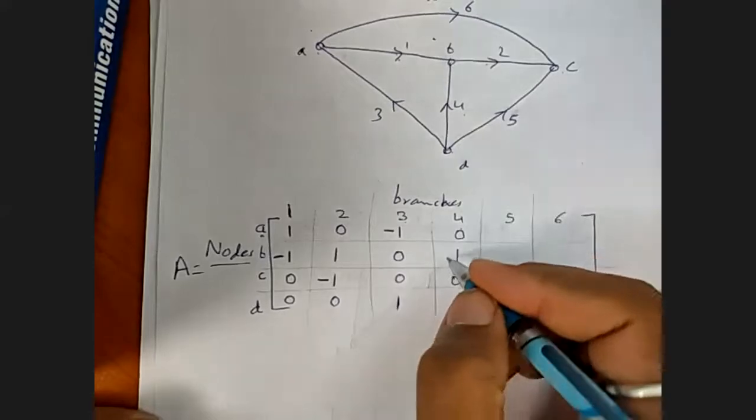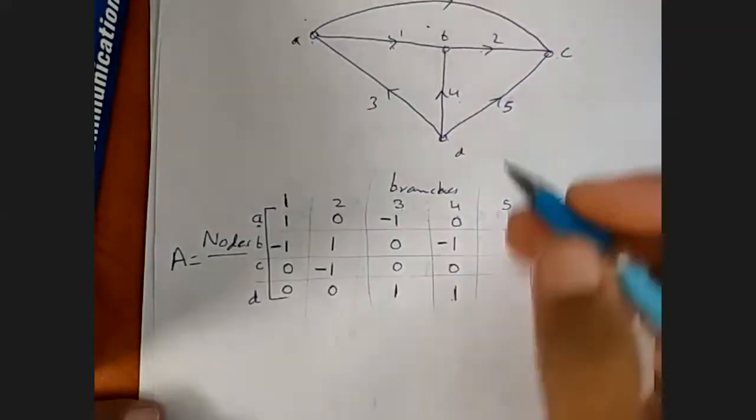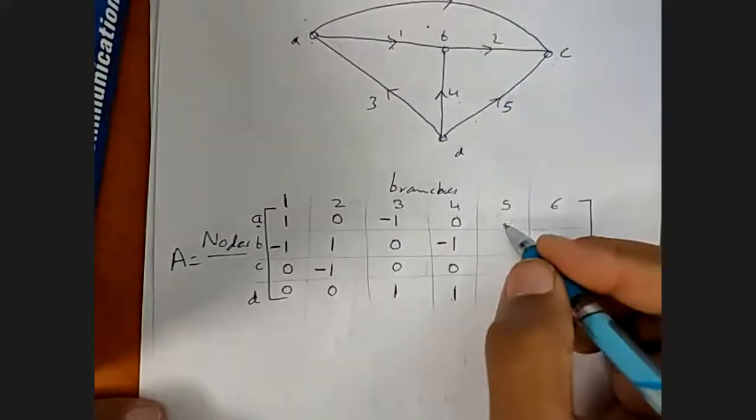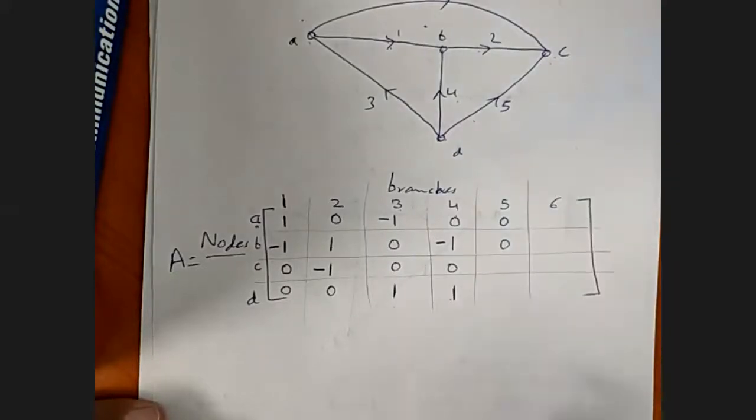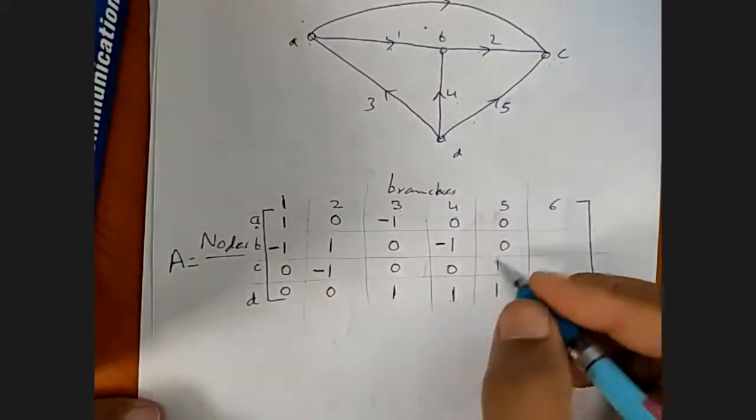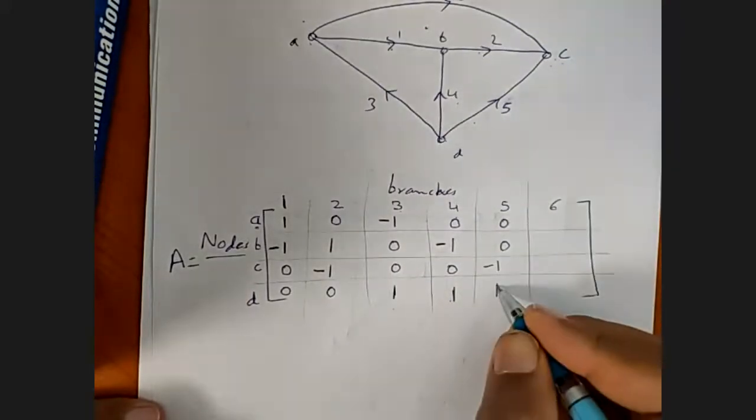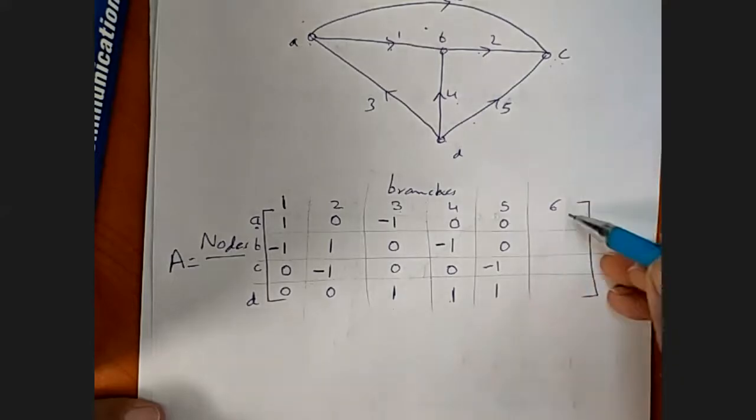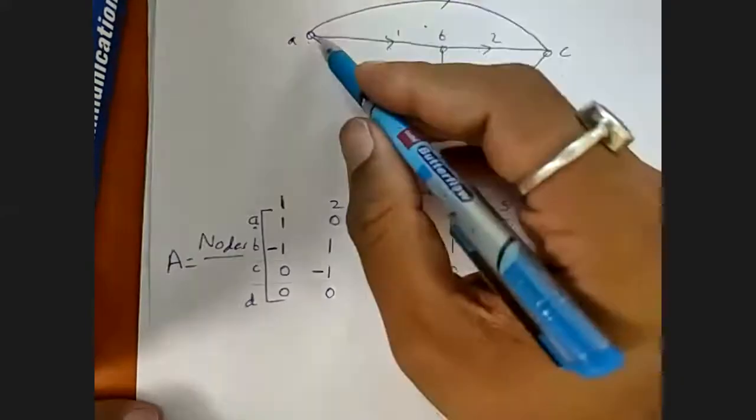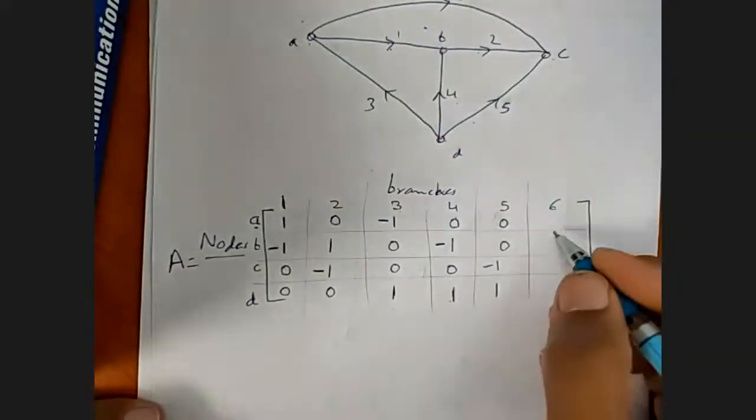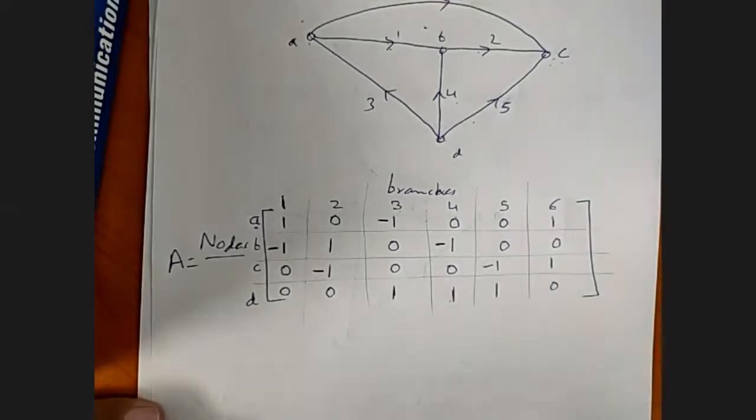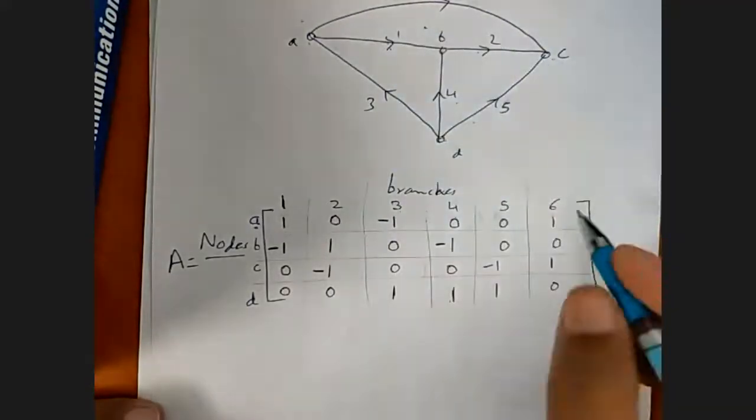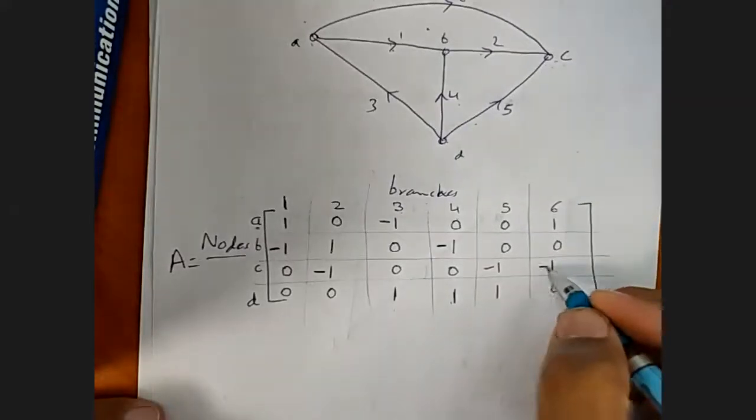Branch 4, between B and D: A is 0 and C is 0, B and D nonzero, +1 at D and -1 at B. Branch 5, between C and D: A is 0, B is 0, -1 at C and +1 at D. And branch 6 is connected between A and C. A and C are nonzero, B and D are 0. At C it will be incoming, that is -1.